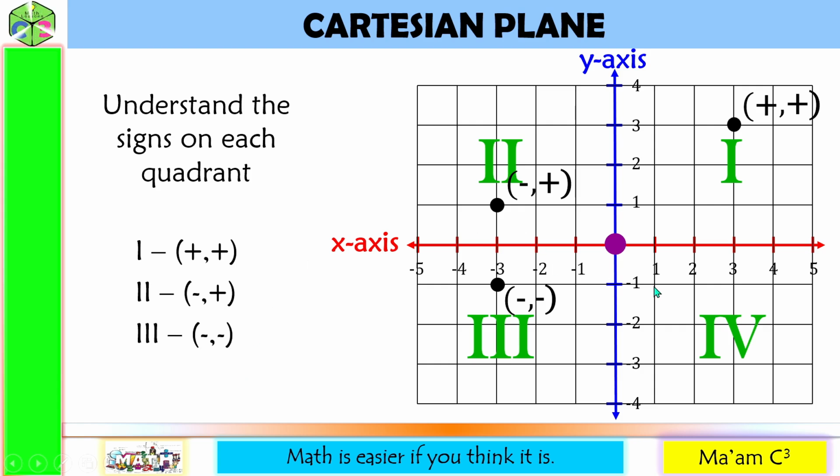And last one, let us take for example this point. From the origin, you have to go to the right. So your x is positive, and then from here, you're going down, your y is negative. So on the fourth quadrant, the signs of the points are positive, negative.